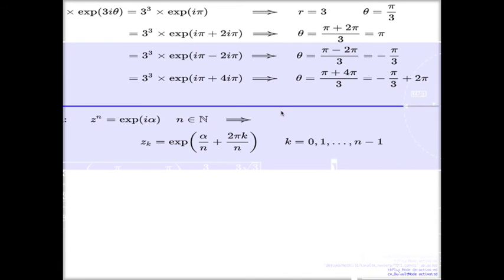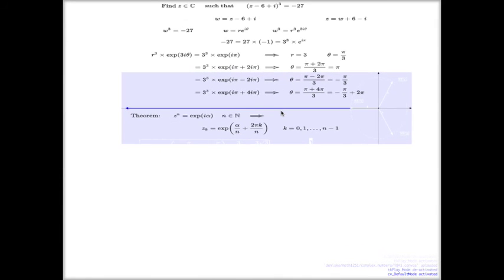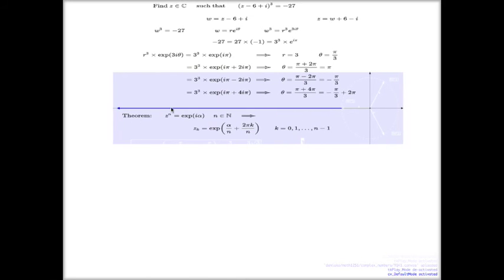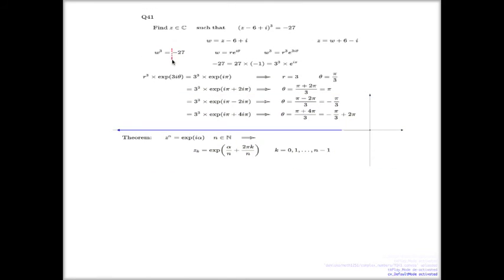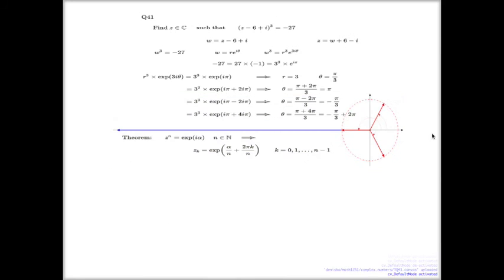Here I have a picture for you, and I kept it to scale. So this blue vector, that's the one which represents negative 27. The solutions to this will have the length 3 rather than 27. So my blue vector is 9 times longer than the solutions. That's why I need such a scale. Here they are, all of the solutions. They point to the vertices of the equilateral triangle. This is the solution for the argument pi over 3.